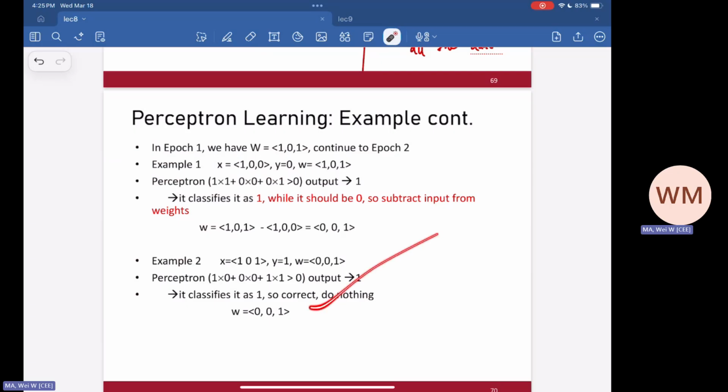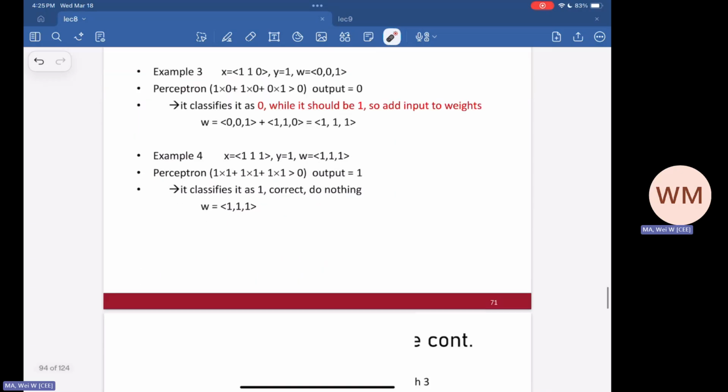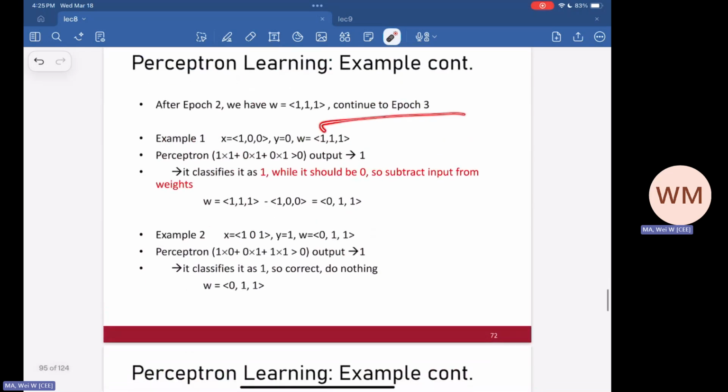And then we check the second data, we check the third data. The third data we find is wrong again, then we just do the updating. The fourth data we also did this. So here we finish 8 iterations, and we finish 2 epochs. In epoch 2, we also update the weight, which means that we have to move to the third epoch. Okay, then we move to the third epoch.